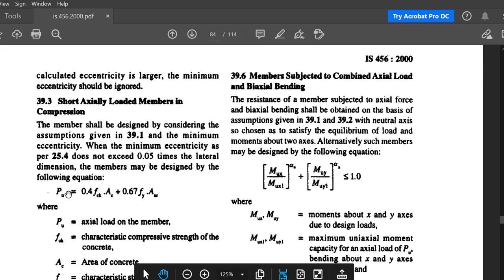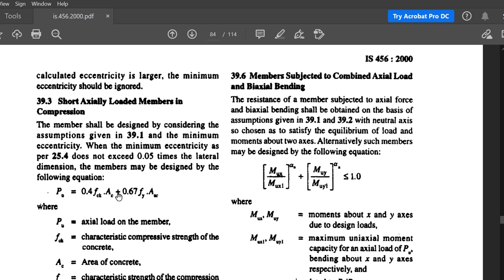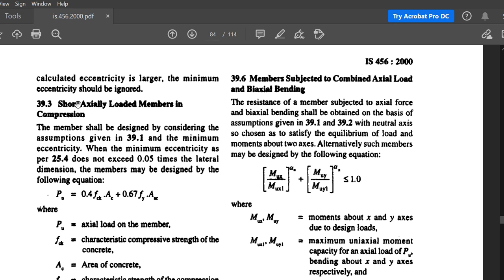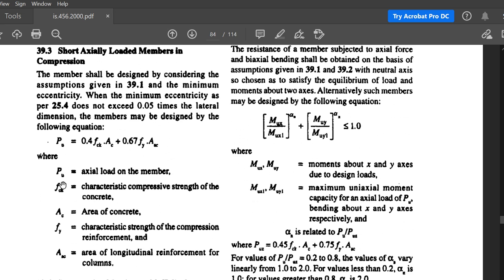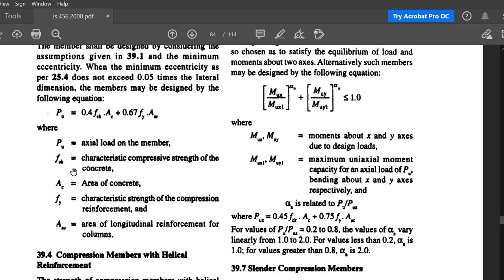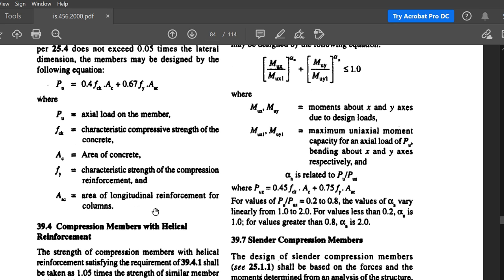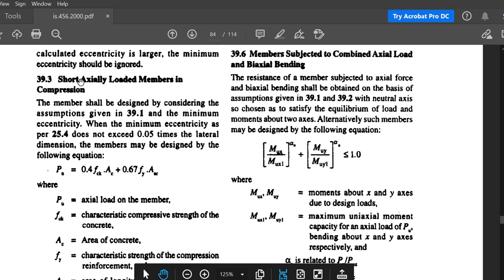That is what we have seen now. Pu = 0.4 fck Ac + 0.67 fy Asc. Now I hope you have understood how this equation came, and this is applicable only for short axially loaded members where the e minimum does not exceed 0.05. Here Pu is the axial load on the member, fck is the characteristic compressive strength, Ac is the area of the concrete, fy is the characteristic strength of compression reinforcement, and Asc is the area of longitudinal reinforcement for compression. So this is the design equation for a short axially loaded member.